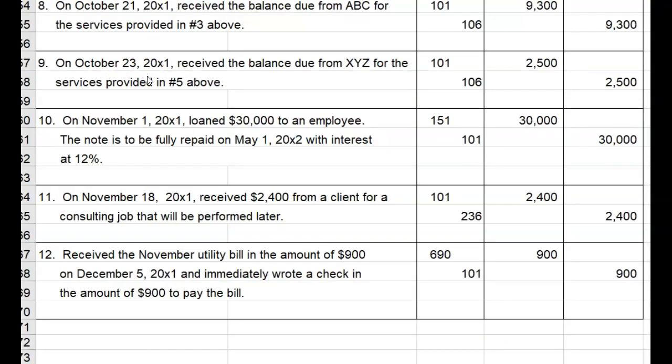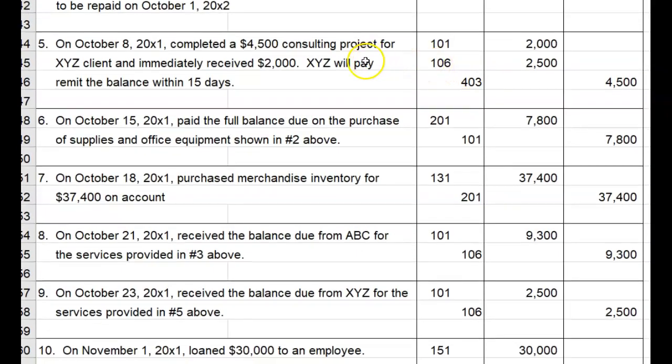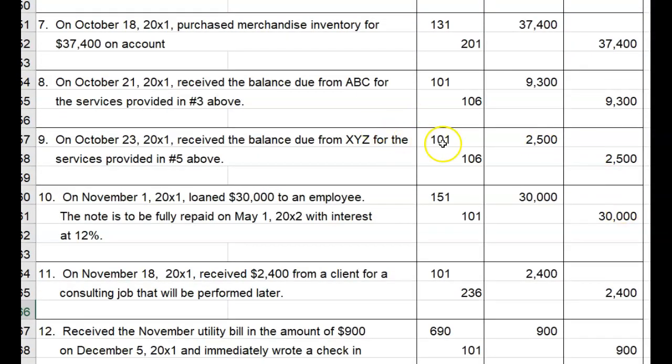On October 23rd, we received the balance due from XYZ customer for the services provided in number 5 above. In number 5, the customer owed us $2,500. So we're going to debit cash and credit accounts receivable for $2,500. Debit 101, $2,500. Credit 106, $2,500.